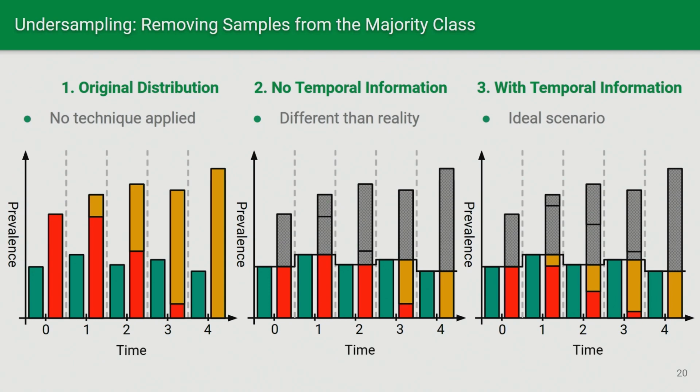As we can notice, the result is different from the reality. The distribution of malware families or subclasses has changed and no longer represents the original dataset, which can lead to a biased model. In an ideal scenario, the undersampling technique should consider the temporal information of the dataset, keeping the very same proportion of subclasses from the majority class as time goes by, resulting in a more realistic scenario as we can see in figure 3.